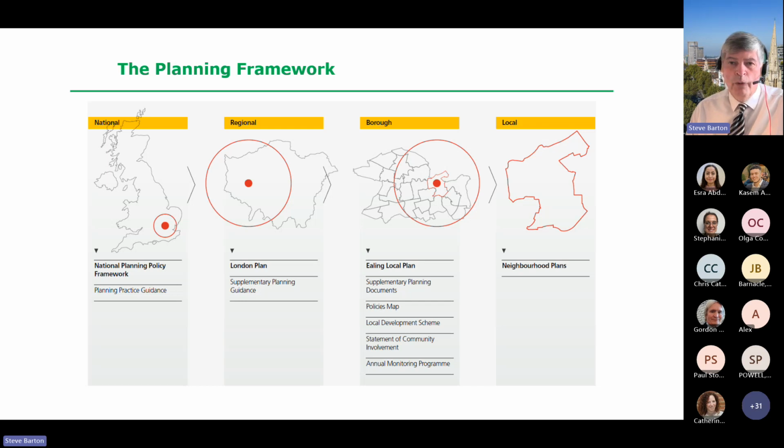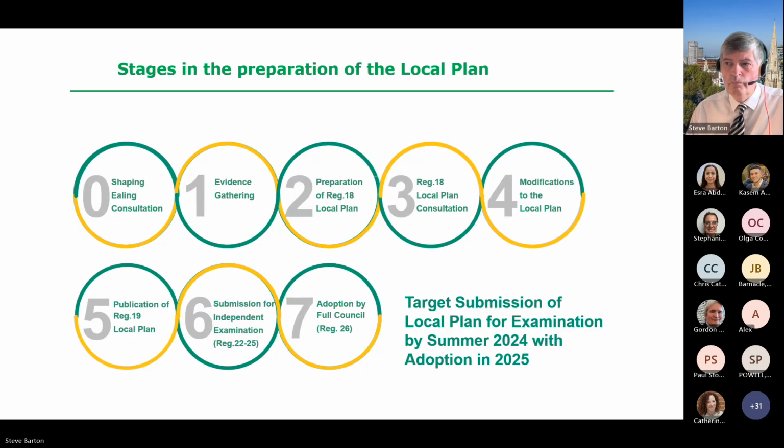Now, I should just point out at this stage that Ealing's local plan does not cover the entire geography of the London Borough of Ealing. And this is because there is a mayoral development corporation which covers North Acton and Old Oak, called the Old Oak and Park Royal Development Corporation, and it has separate plan making powers and has adopted its own separate local plan. So our local plan covers the whole borough except for the northeast area of the borough.